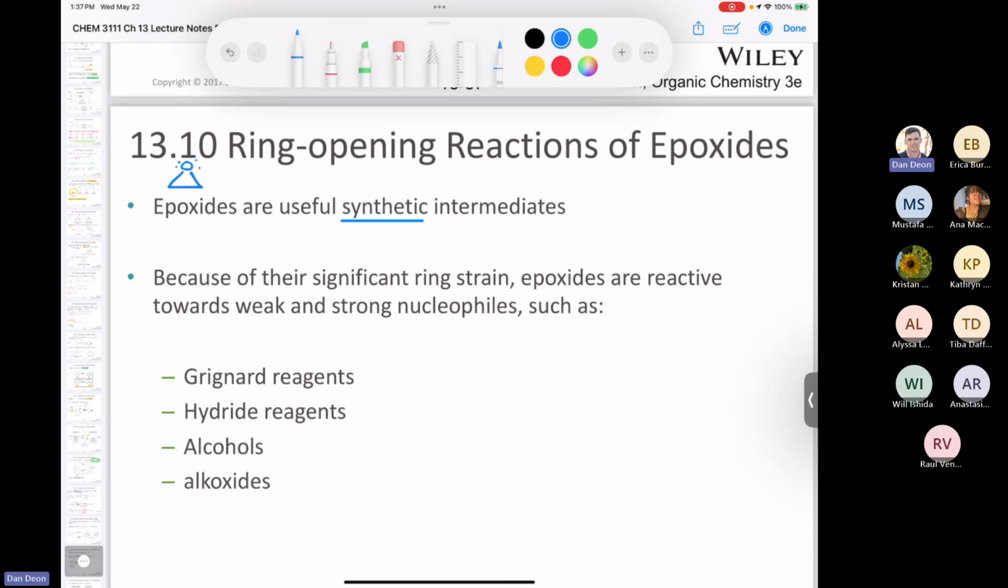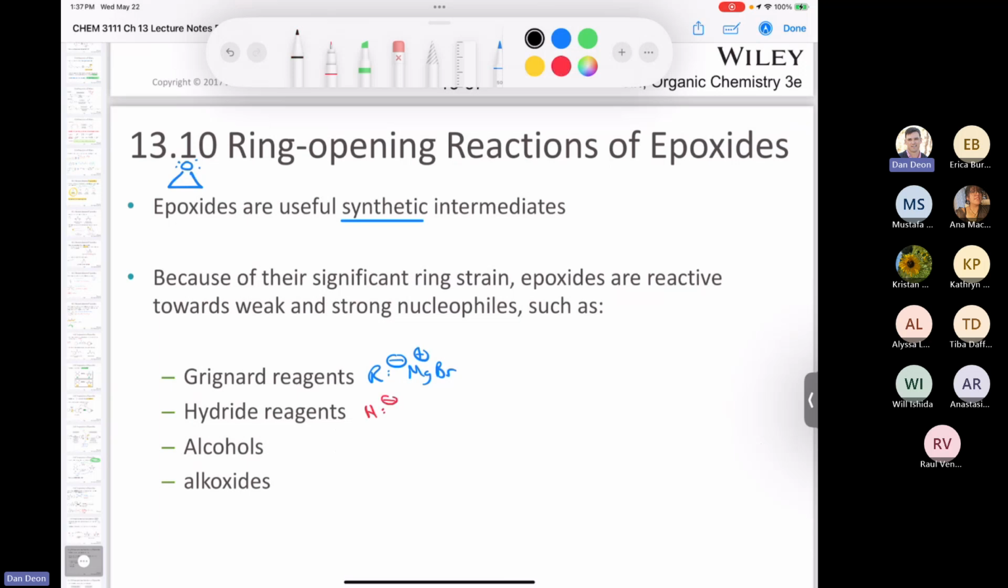Now, what are some nucleophiles that you could use? You could use a Grignard, right? You guys know what a Grignard is, right? Some kind of alkyl magnesium chloride or bromide. Also a hydride. You need to know what a hydride is, right? From lithium aluminum hydride or sodium borohydride.